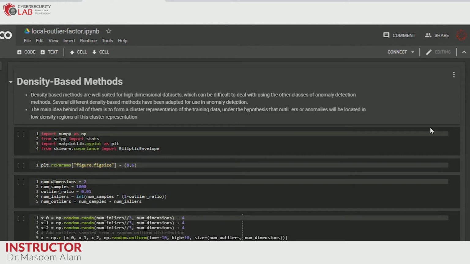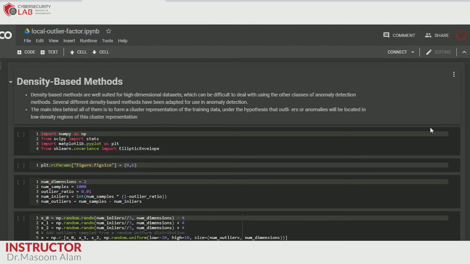Let's take a look at our final case study, the density-based method. It is well suited for high dimensional data sets. So we have seen ARIMA, which was suitable for a single dimension. We used only a CPU feature in that. But if we have a high dimensional data set, then a density-based method like local outlier factor is the best choice.